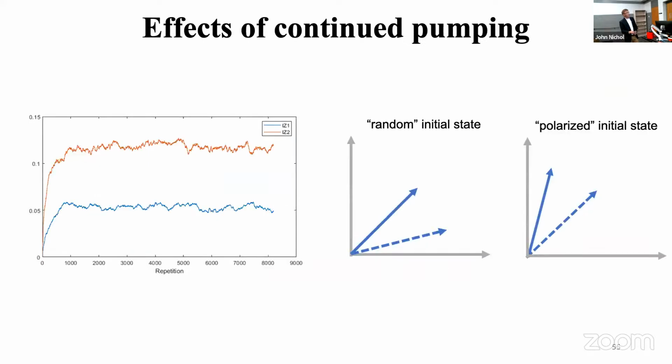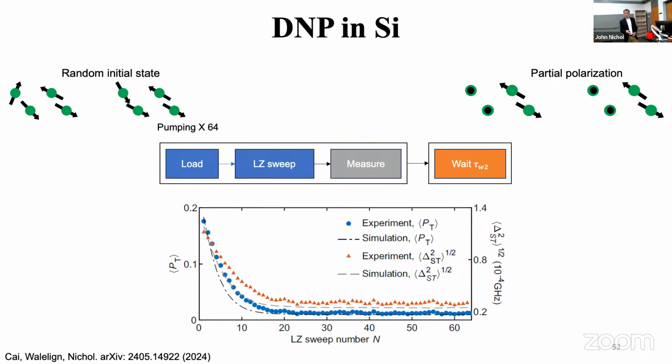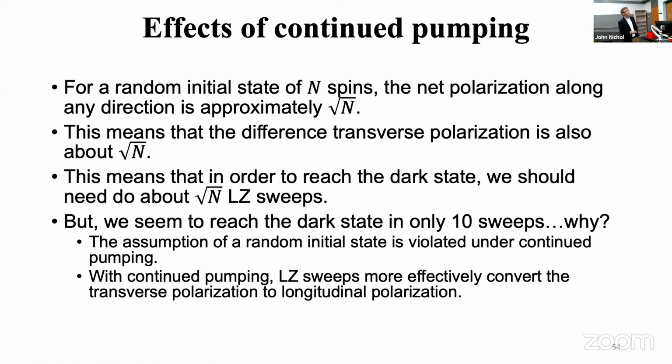One of the most interesting questions about all of this gets back to what we talked about earlier, which is that it takes us only about 10 LZ sweeps with a relatively small transition probability to enter this so-called dark state. Now, that's a puzzle because for any random initial state of N nuclear spins, the net polarization in any direction is approximately the square root of N. So if we have 10,000 nuclear spins, we'd on average expect a random polarization along any direction of about 100.